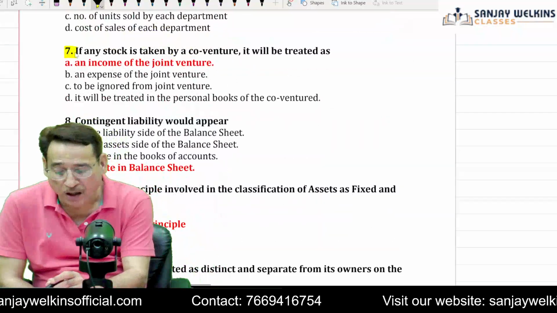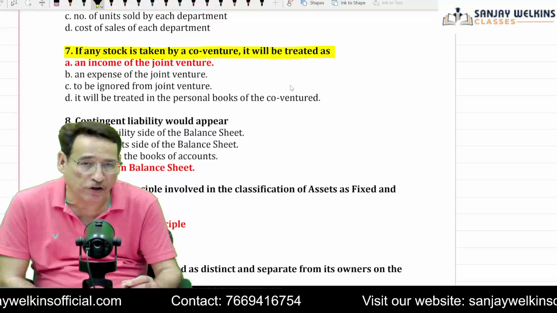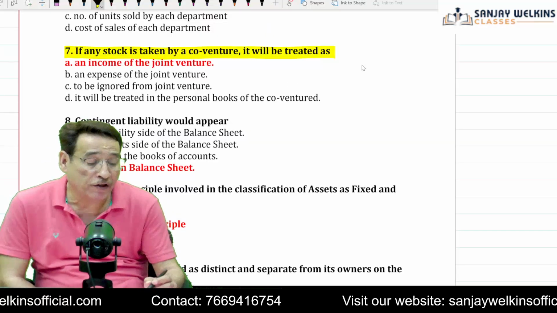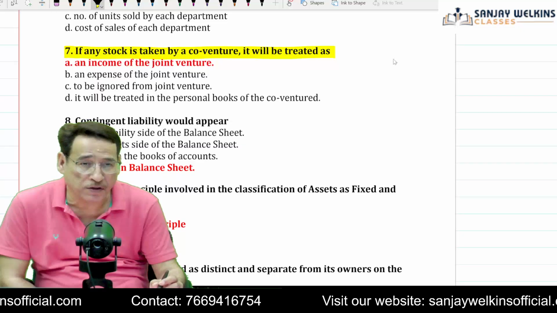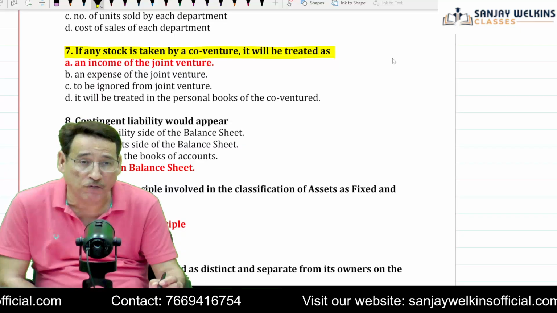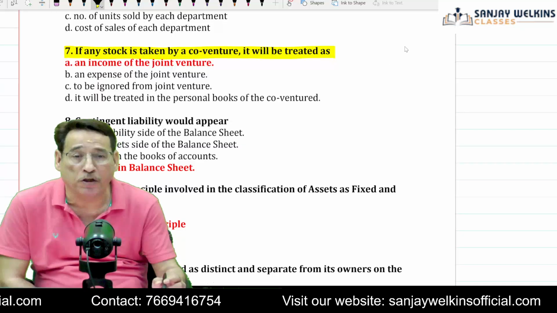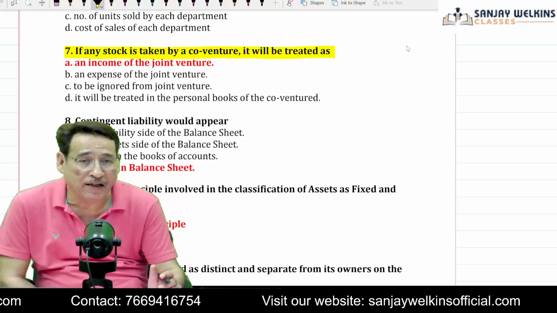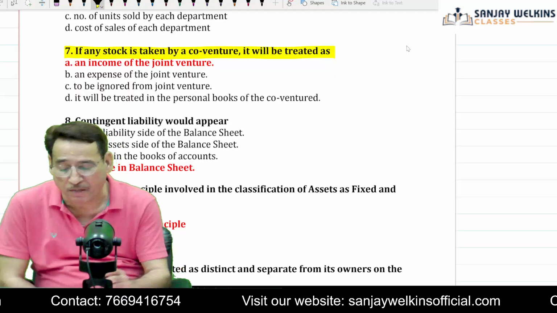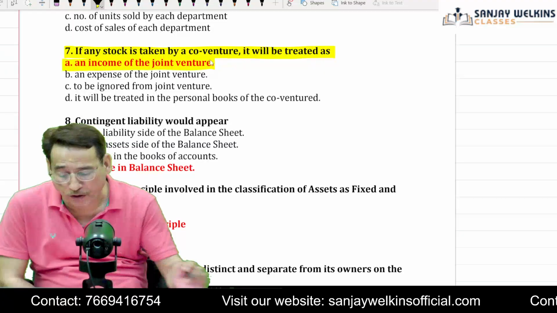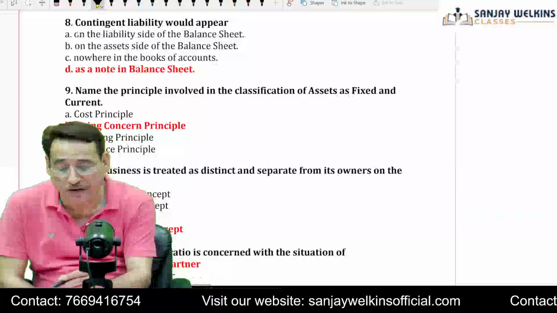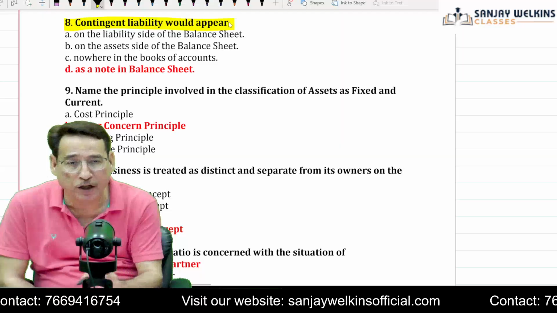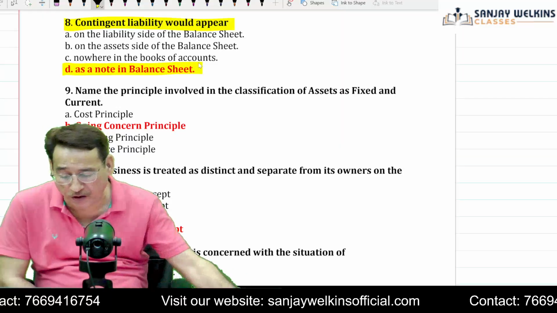If any stock is taken over by a co-venturer under joint venture, that is, any remaining unsold stock taken over by a particular co-venturer, as you remember, you used to put it towards the credit side. Indirectly, it means you're considering it as an income. So it is an income of the joint venture. From the perspective of the joint venture, it is an income. Contingent liability would appear, of course, as a footnote in the balance sheet.